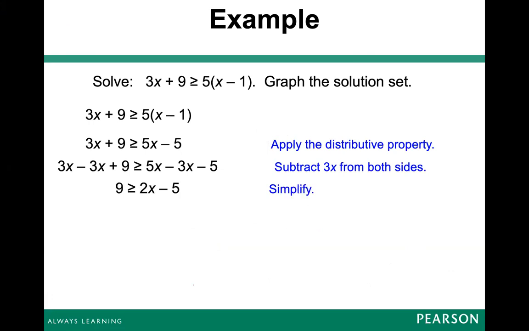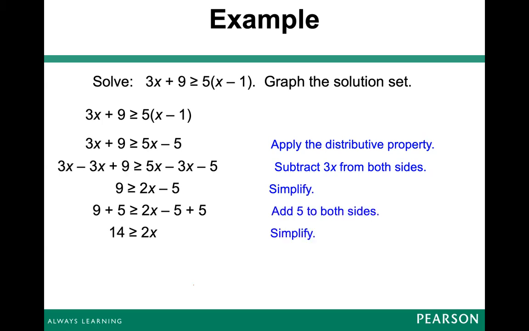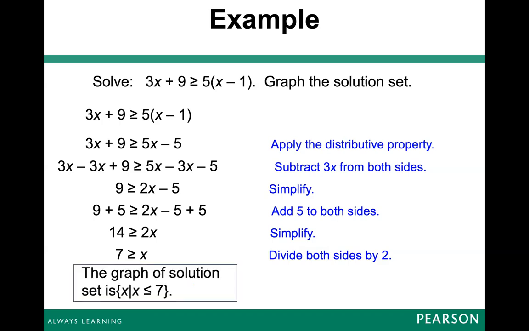That would give you 9 is greater than or equal to 2x minus 5. Then we would have to add 5 to both sides, which would give us 14 is greater than or equal to 2x. Now, the advantage of doing it this way is that in the next step, you're going to divide both sides by 2. And since 2 is a positive number, you don't have to remember that weird rule about switching the inequality sign. However, what you do have to realize is that 7 is greater than or equal to x means the same thing as x is less than or equal to 7.